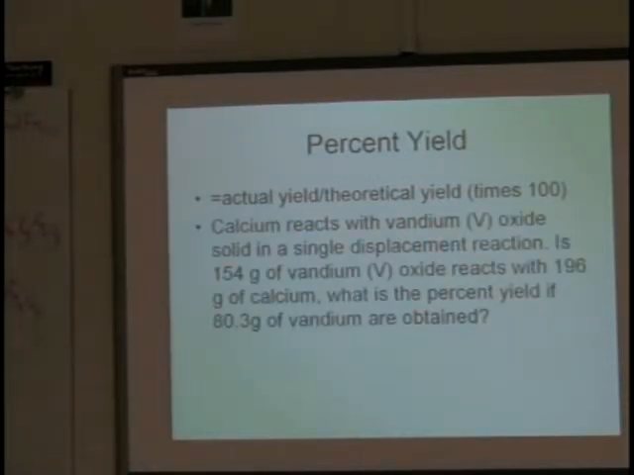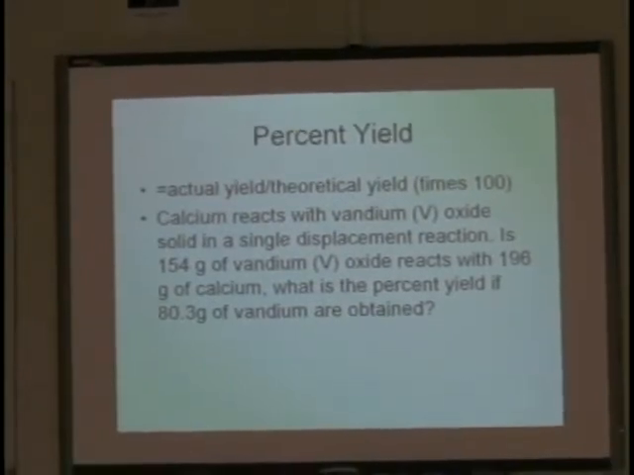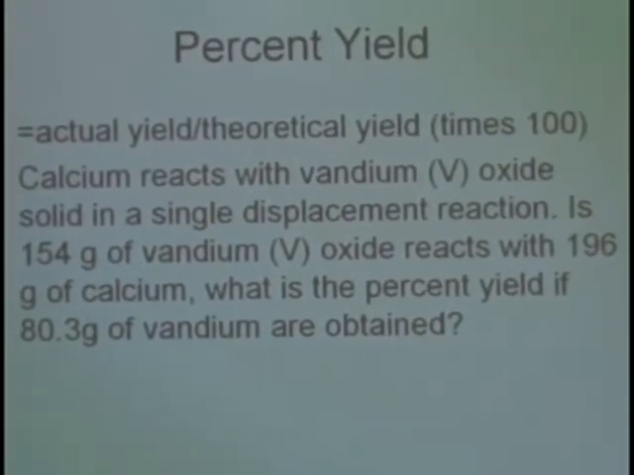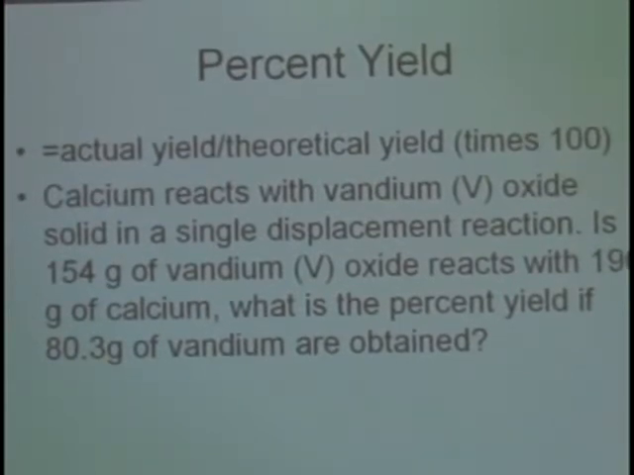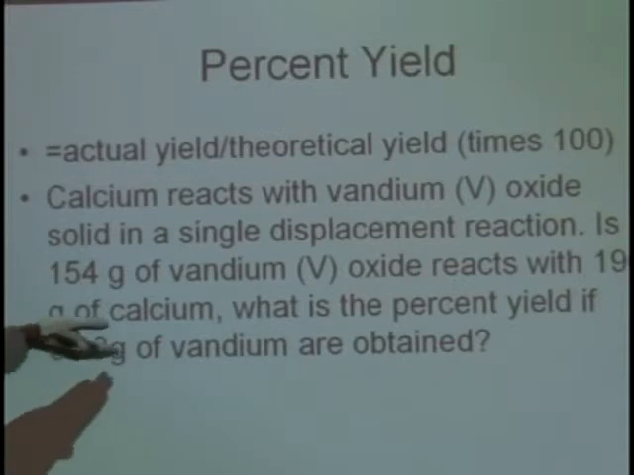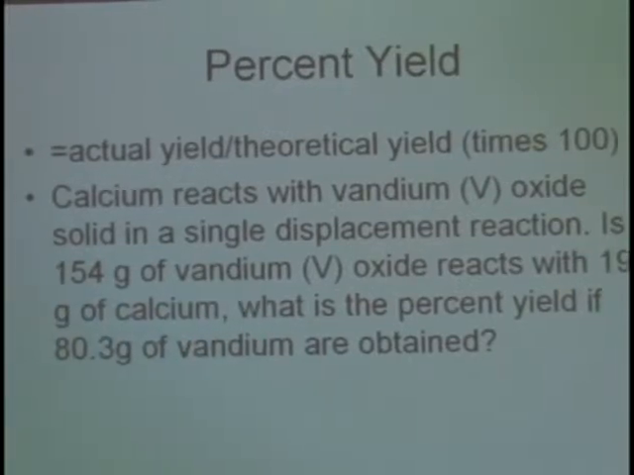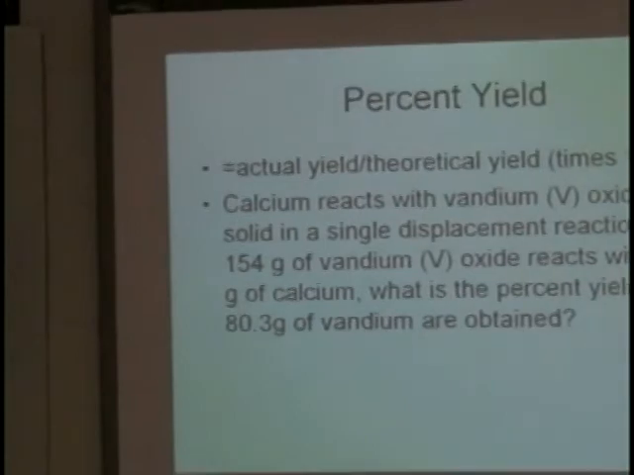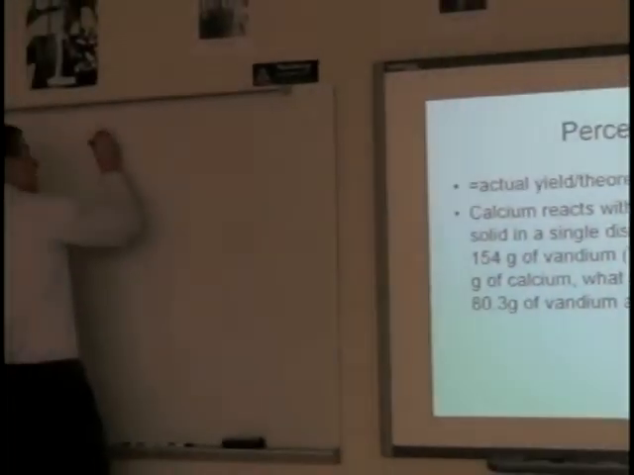Here is a very long problem that we are going to solve. And this is going to combine stoichiometry, the balancing of equations, limiting reagents, and then add to the end of it percent yield. It says calcium reacts with vanadium(V) oxide solid in a single displacement reaction. I suppose it should say: if 154 grams of vanadium(V) oxide reacts with 196 grams of calcium, what is the percent yield if 80.3 grams of vanadium are obtained? So first off, 80.3 grams of vanadium are obtained. That is the actual yield. Now let's go and try to solve this entire problem for the last part of this chapter.